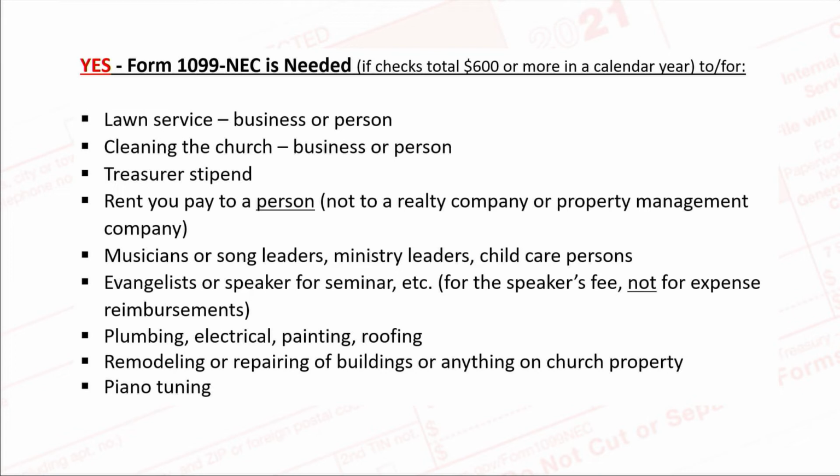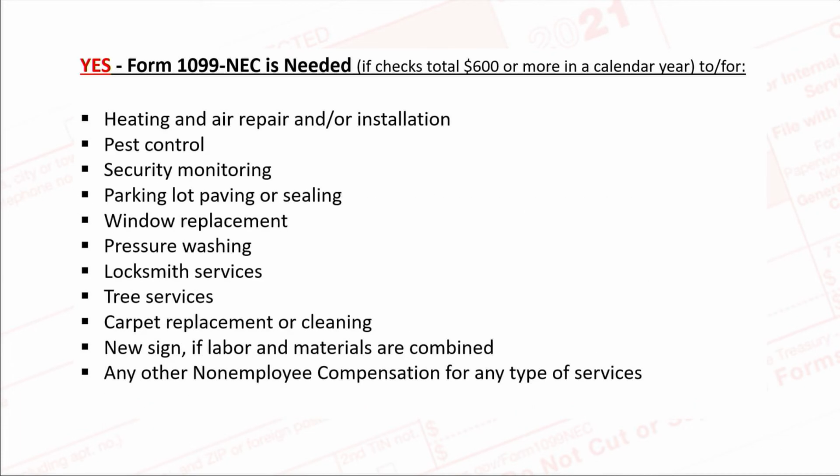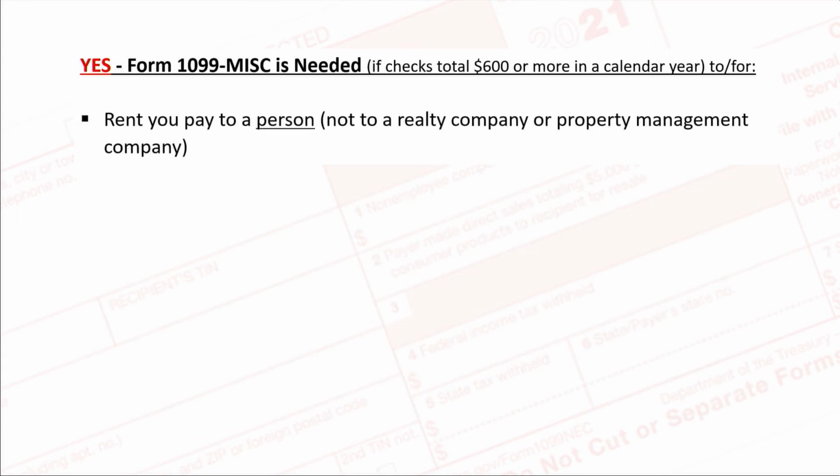Plumbing, electrical, painting, roofing, remodeling, repairing of buildings or anything on church property, or piano tuning. Heating and air repair and or installation, pest control, security monitoring, parking lot paving or sealing, window replacement, pressure washing, locksmith services, tree services, carpet replacement or cleaning, a new sign if labor and materials are combined, or, to cover all the bases, any other non-employee compensation for any type of services.